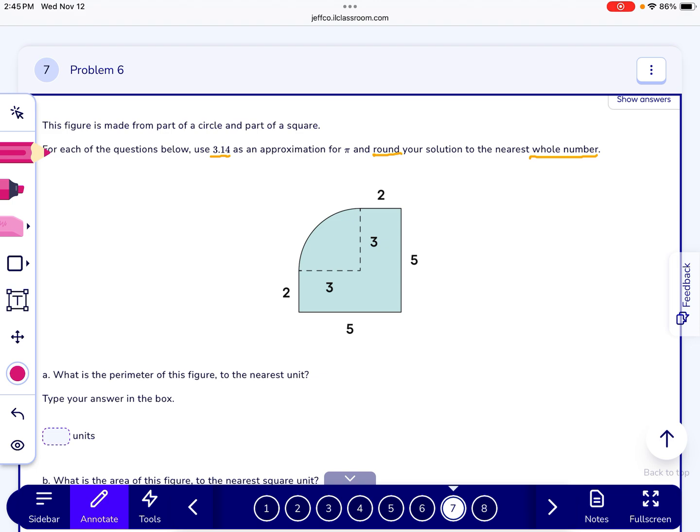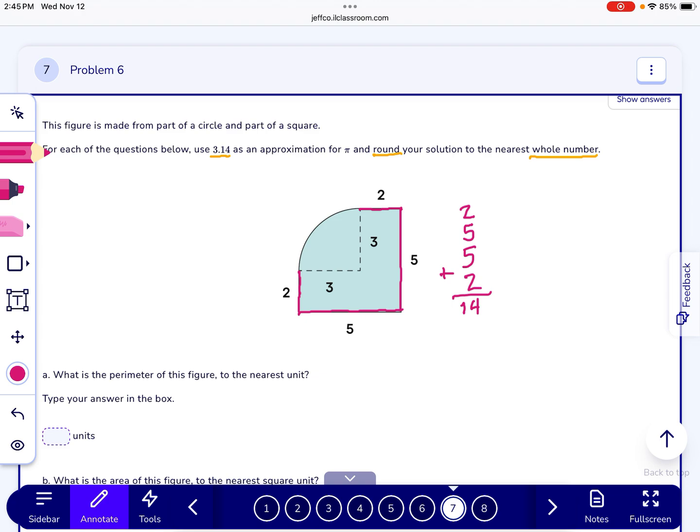So for perimeter, we have this piece here, which is 2. This here, which is 5. This here, which is also 5. And this here, which is 2. So 2 plus 2 is 4, 5 plus 5 is 10, so 14. Okay, 14.